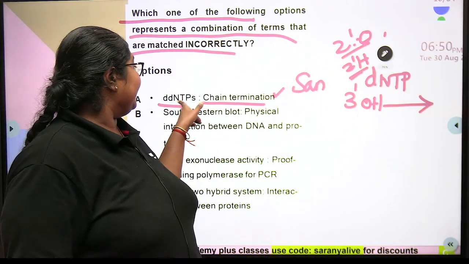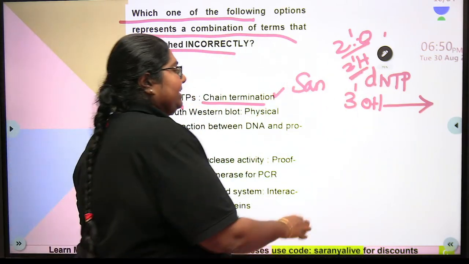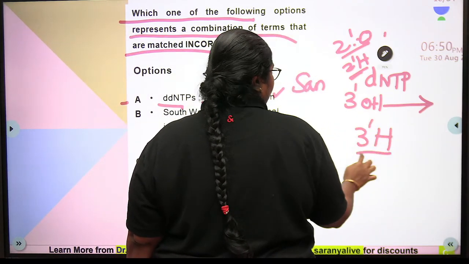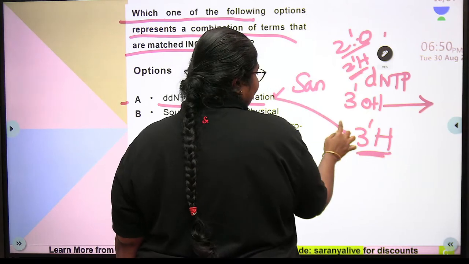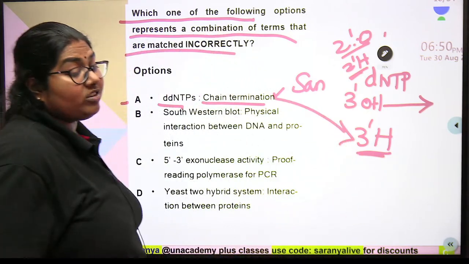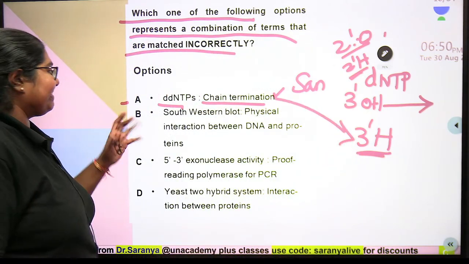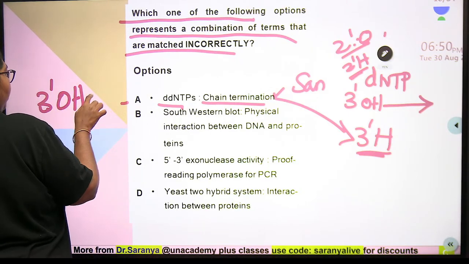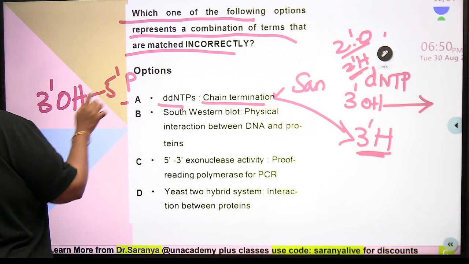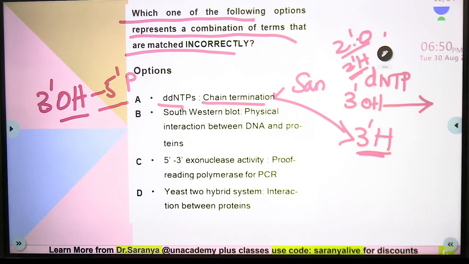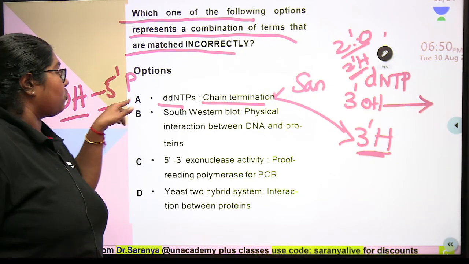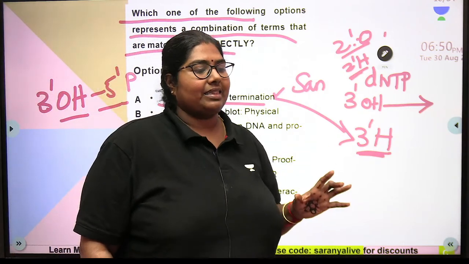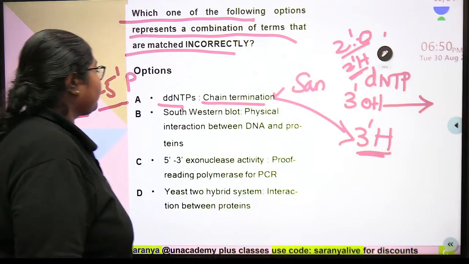But if it is a ddNTP, it lacks the 3 prime OH also. ddNTP will have the 3 prime H. So the chain cannot be further extended because for a phosphodiester bond, you require a bond formed between 3 prime OH and 5 prime phosphate. This 3 prime OH is what is lacking in ddNTP. So this is exactly the correct method for chain termination.